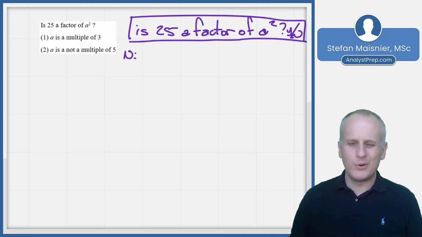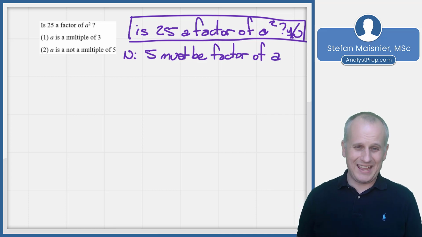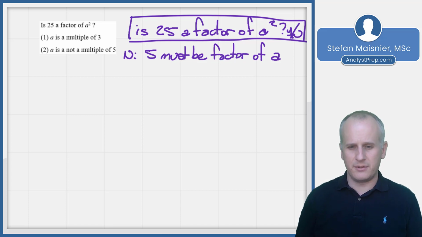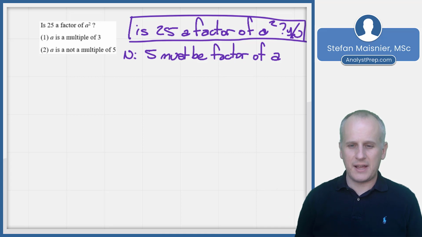And so for 25 to be a factor of a squared, we know that 5 must be a factor of a. Because whatever you have a as, when you square it, is going to give me that factor of 25. So we could square root both, consider the factorization, and go, well, we need to determine definitively if 5 is or is not a factor of a.